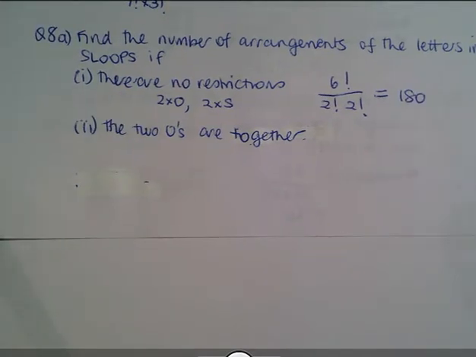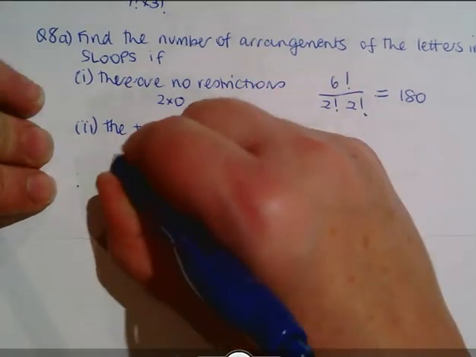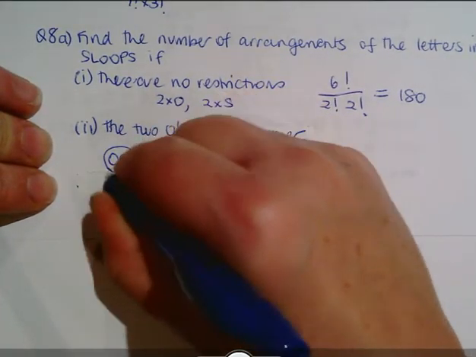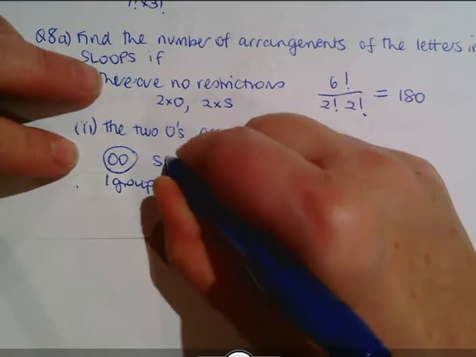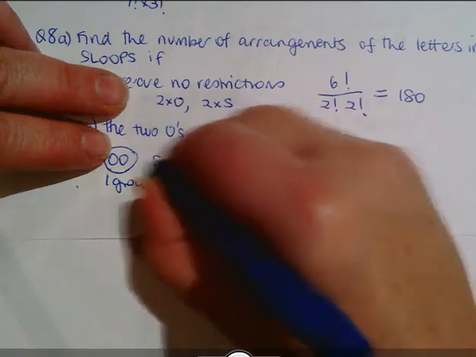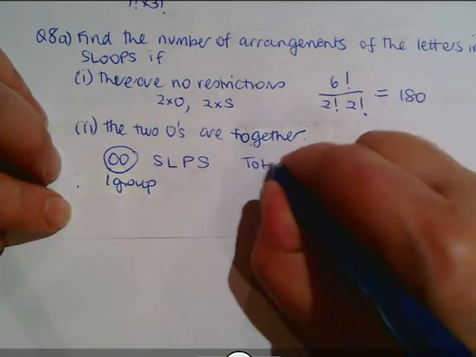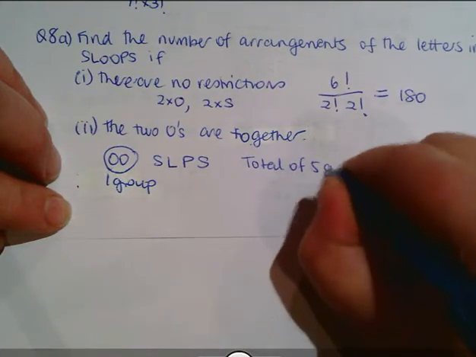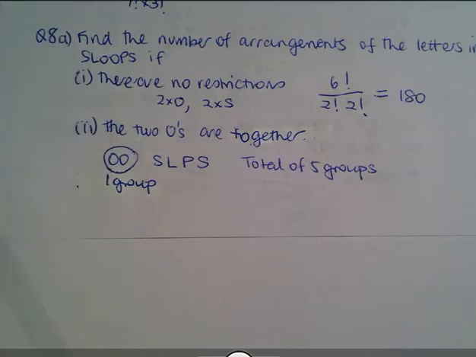Part 2, it says how many arrangements are there if the 2 O's are together. So I'm going to put the 2 O's together, that is one group, and then I have to arrange the S, the L, the P, and the other S. Okay, so it's like we've got a total of 5 groups to arrange. Now I don't have to order the O and the O.